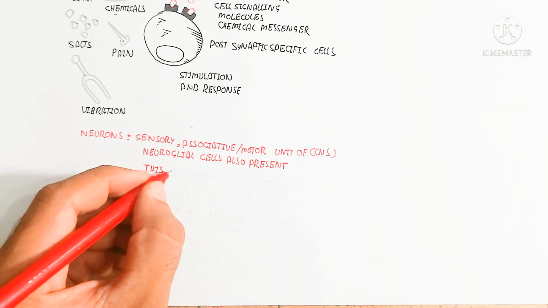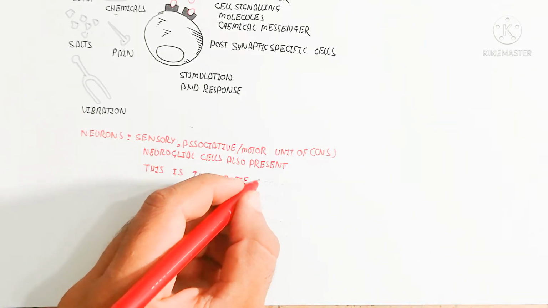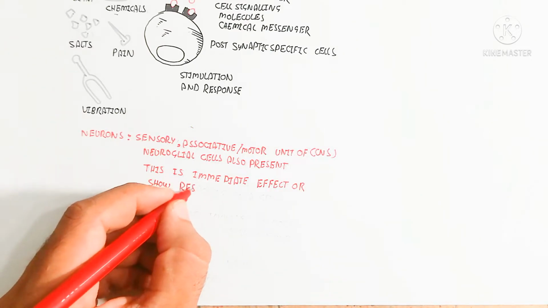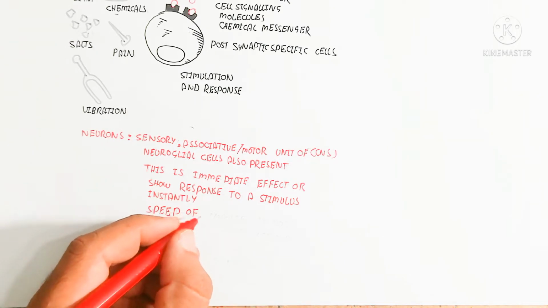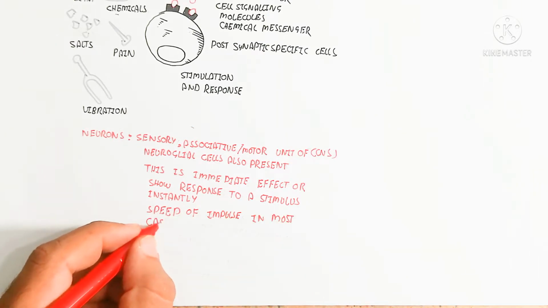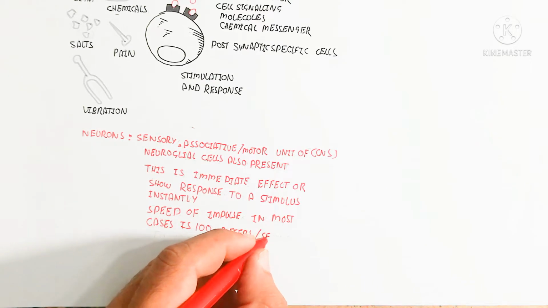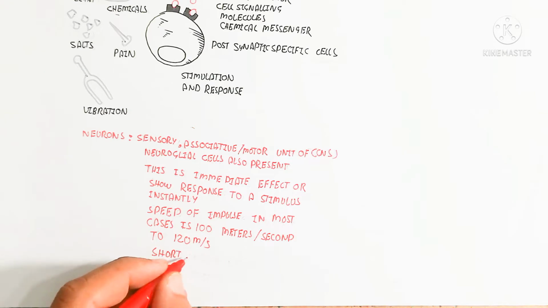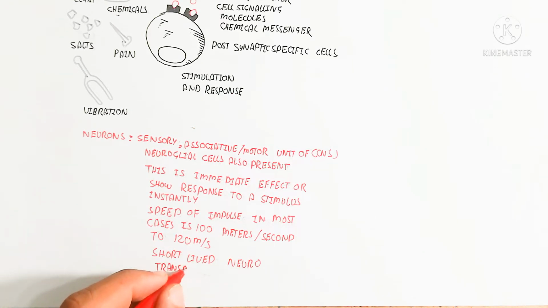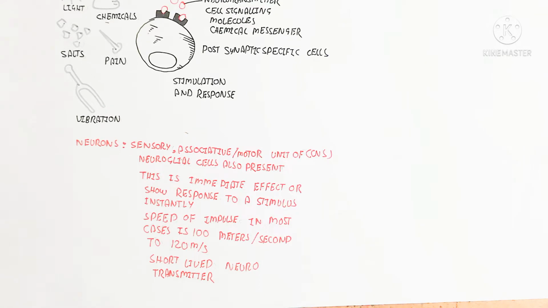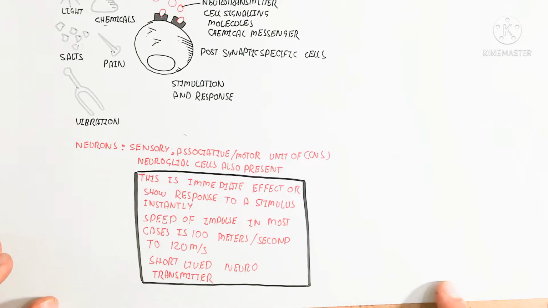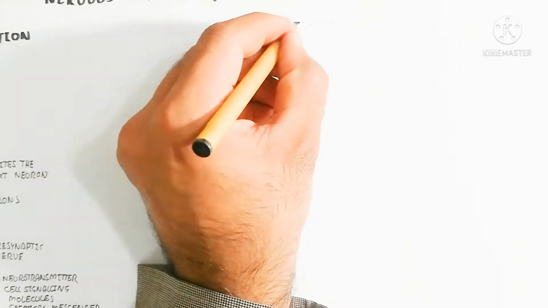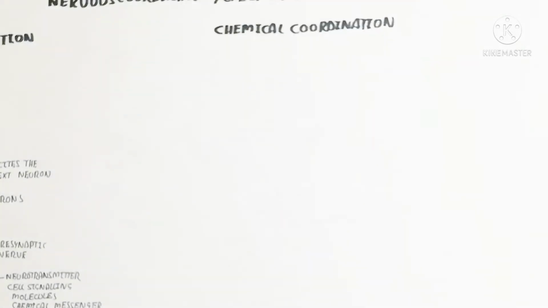This gives an immediate effect, showing response to a stimulus instantly, and the speed of impulse in most cases is 100 to 120 meters per second. It is very quick due to the saltatory conduction, because the myelinated axon gives saltatory conduction. Here is a short-lived neurotransmitter which can dissociate, for example acetylcholine, which is converted into acetyl and choline. An enzyme is used for it.